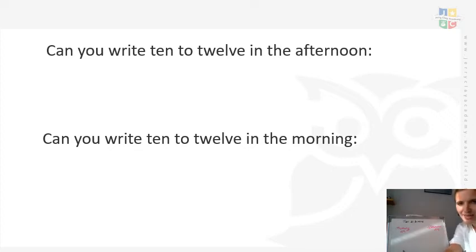This one is a challenge now, so I hope you're all ready for a challenge. It says, can you write 10 to 12 in the afternoon and 10 to 12 in the morning? So first thing we're going to do, we're going to write it without it being in 24 hours. We're just going to put it in a digital clock. So 10 to 12. Now it hasn't got to 12 yet, and it's got 10 minutes to go. So we'll have a look at our minutes first. Would I put 10 as my minute? If you said no, that is correct, because it's not 10 minutes past, it's 10 minutes to.